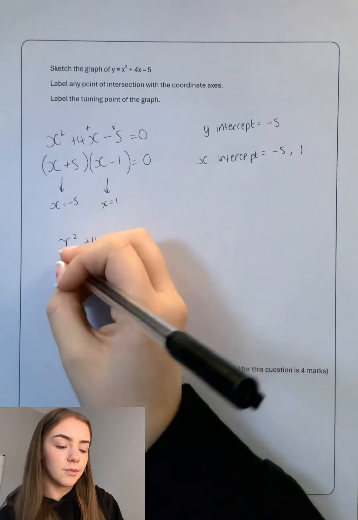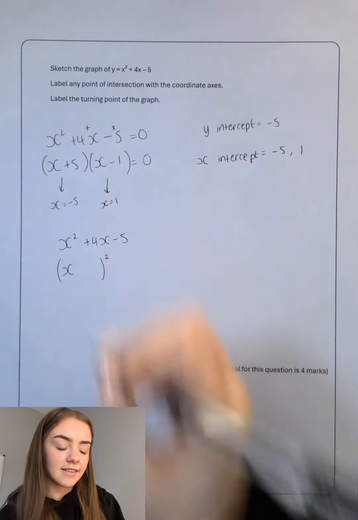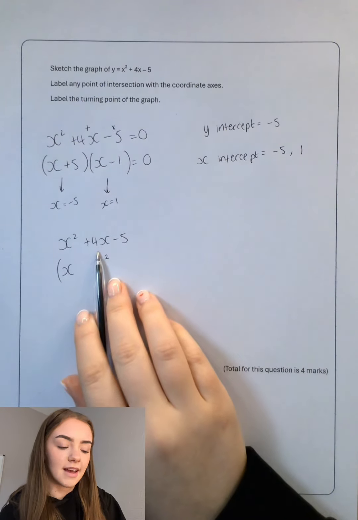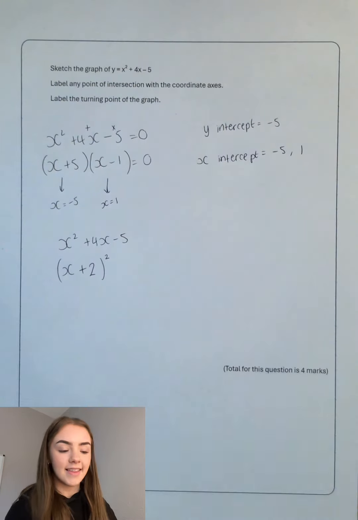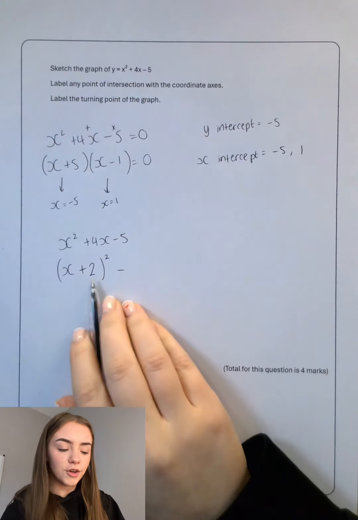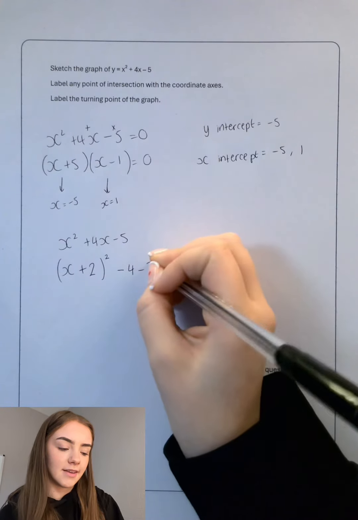To complete the square, we set up a single bracket which is squared, and in this bracket we'll have x plus half of the coefficient of our second term. Half of 4 is 2, so in this bracket we'll have plus 2. Then we'll need to subtract 2 squared, which is 4. So subtract 4, and we also have the minus 5.